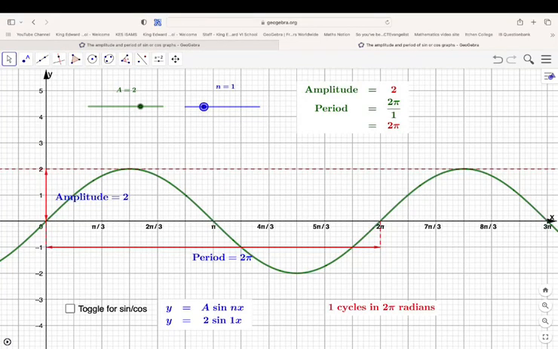Hi, in this video we're just going to look at the effect of changing the value of a in a sin nx, and then the value of n, and see what happens.